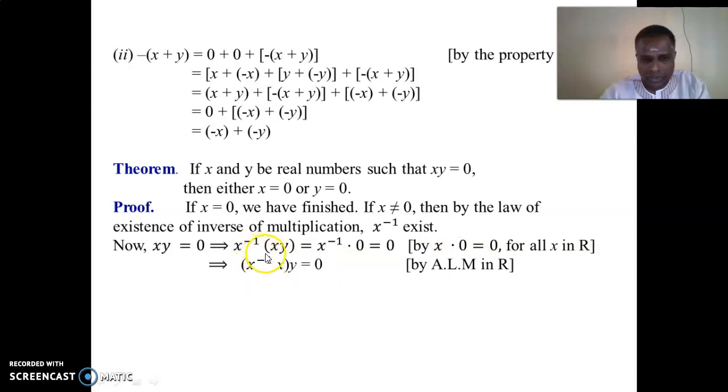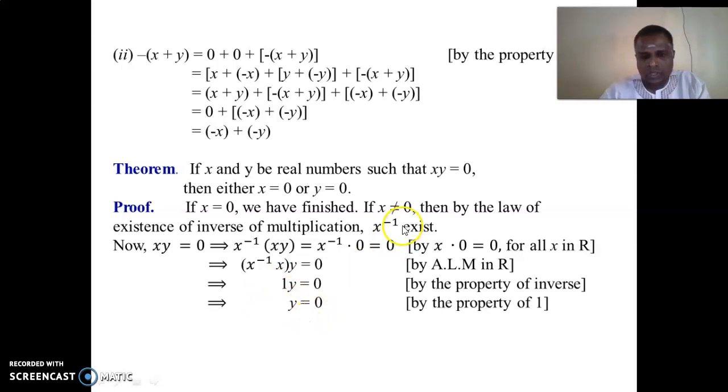Now apply the associative law of multiplication. So x inverse x becomes 1. This is y. So y equals 0. Whenever x is not equal to 0, y equals 0, and when we multiply both elements x and y the result is 0. We can confidently say that any one of the elements must be 0.